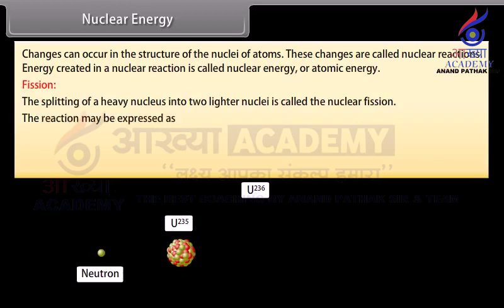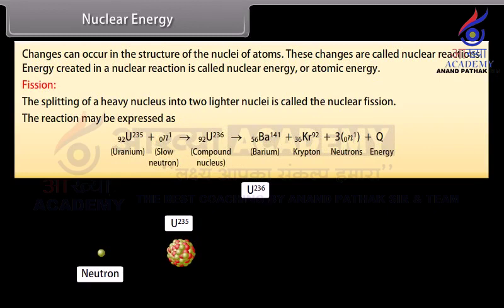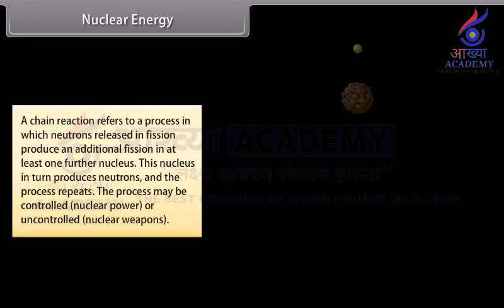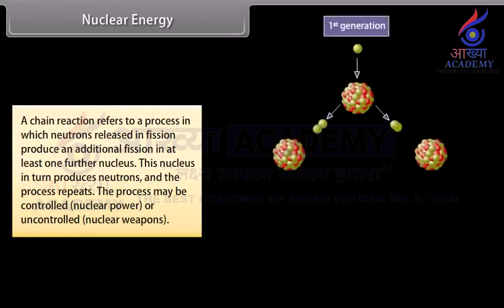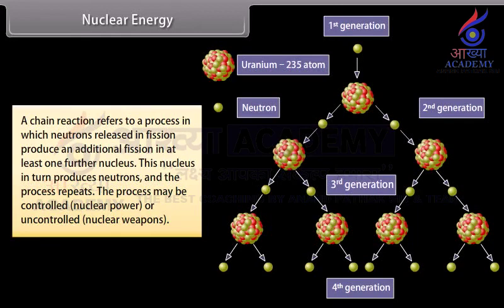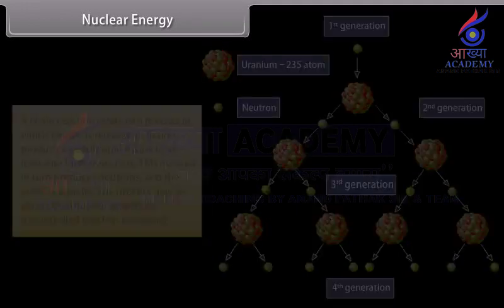The reaction may be expressed as follows. Chain reaction. A chain reaction refers to a process in which neutrons released in fission produce an additional fission in at least one further nucleus. This nucleus in turn produces neutrons, and the process repeats. The process may be controlled, that is nuclear power, or uncontrolled, that is nuclear weapons.